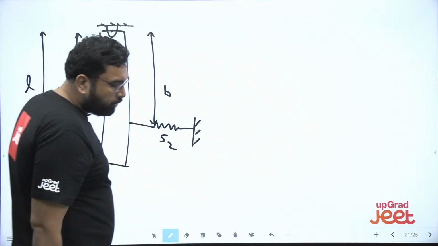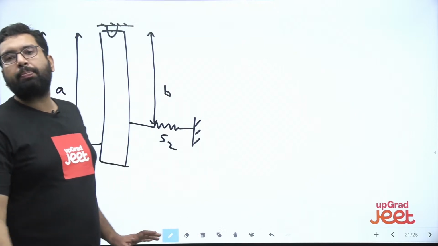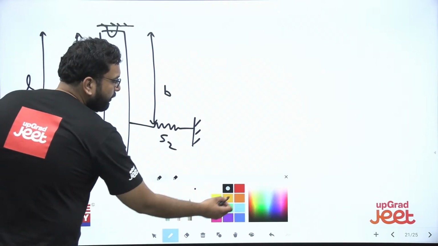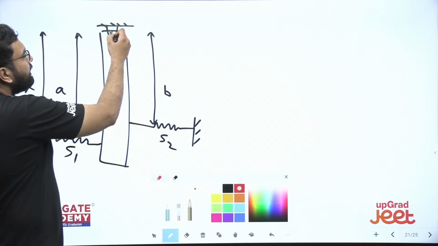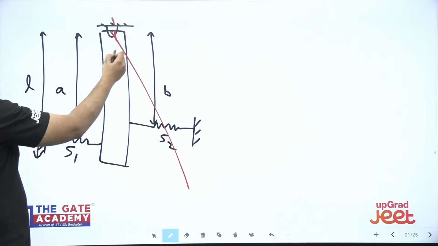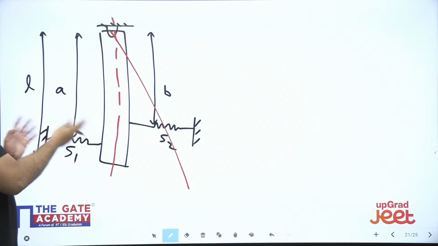Whenever you see a question like this in which a hinge is applied, the first step is that you can give it an oscillation in either direction. You can give it here, or you can give it on the other side.